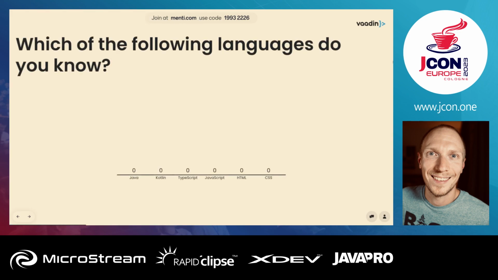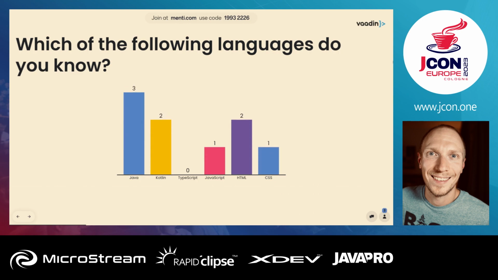All right, so let's continue on. In terms of languages that you work with, what are you familiar with? What are you using? Java, maybe? I think many of you might be. Kotlin, TypeScript, JavaScript, HTML, CSS. All right, so 15 out of 15 have done Java. That's good. We're in the right conference, clearly.